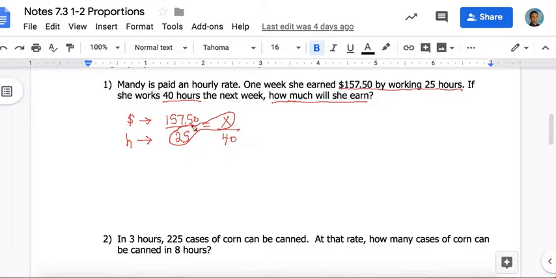So 25 times X is 25X. And we're going to say that equals 157.50 times 40 is 6,300. And the opposite of multiplication is division, so we're going to divide both sides by 25. 25 divided by 25 is a 1 in disguise. And 6,300 divided by 25 is $252.